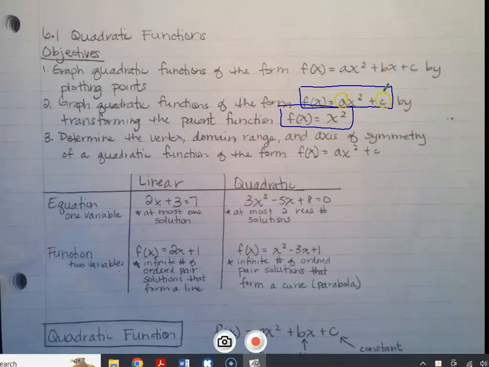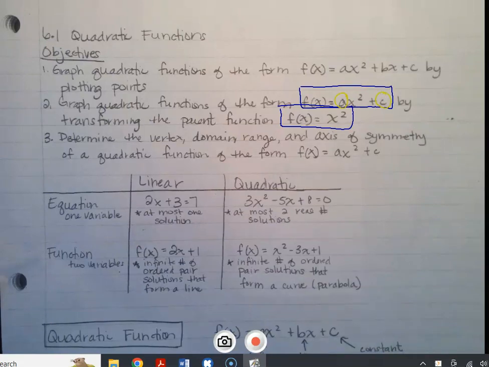They're going to move it up and down or left and right. They're going to make it skinnier or fatter. They're going to do some different things, and we're going to learn about that. And then third, we're going to determine the vertex, domain, range, and axis of symmetry of a quadratic function of the form f of x equals ax squared plus c. I promise it's not as terrible as it sounds to start with. It is just section 1.